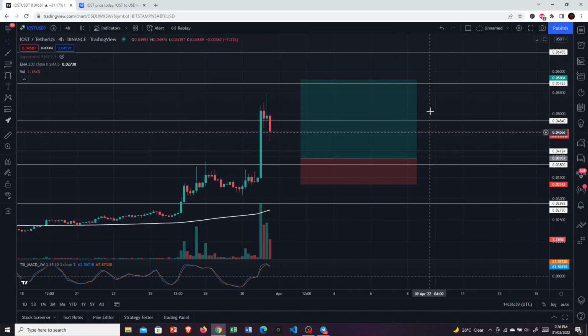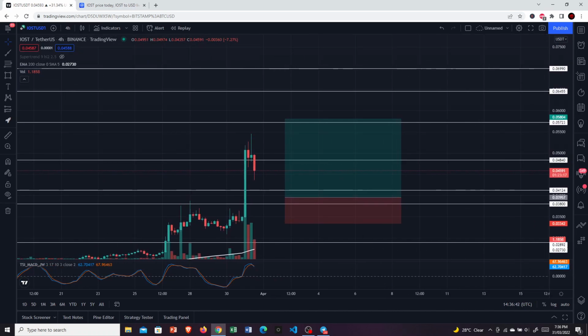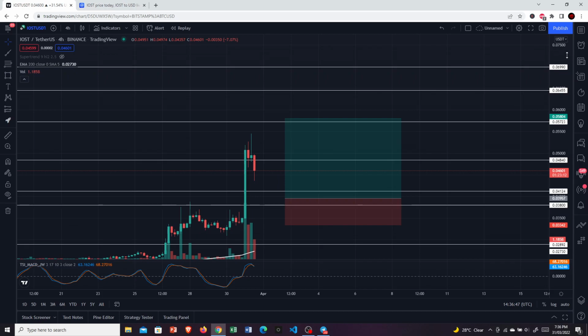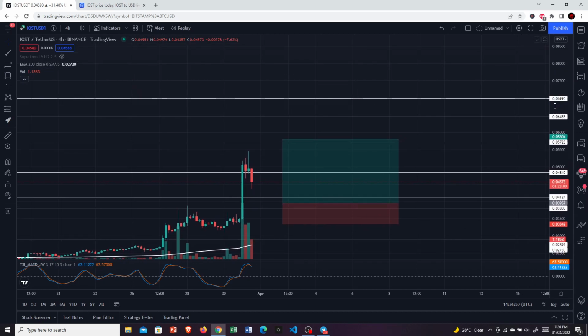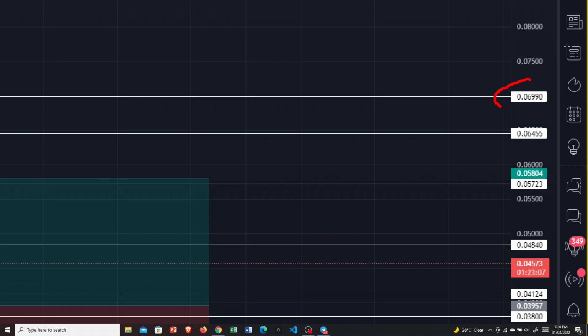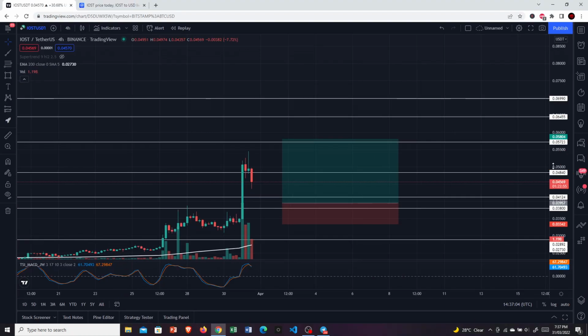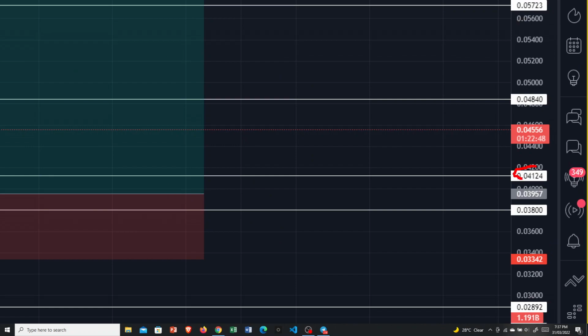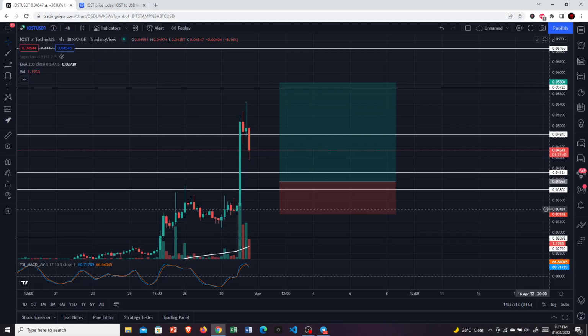The targets to the upside remain 0.057, 0.064, and another target to the upside, 0.069 over here. So these are the targets to the upside: 0.057, 0.064, and 0.069. And this is our target also, 0.04840. The supports to the downside for IOST are 0.041, 0.038, and this is our stop loss, 0.03.